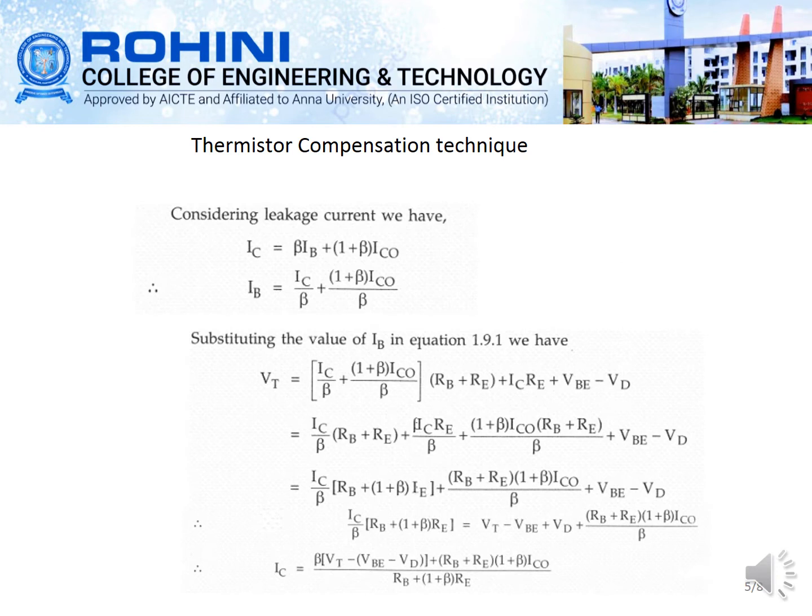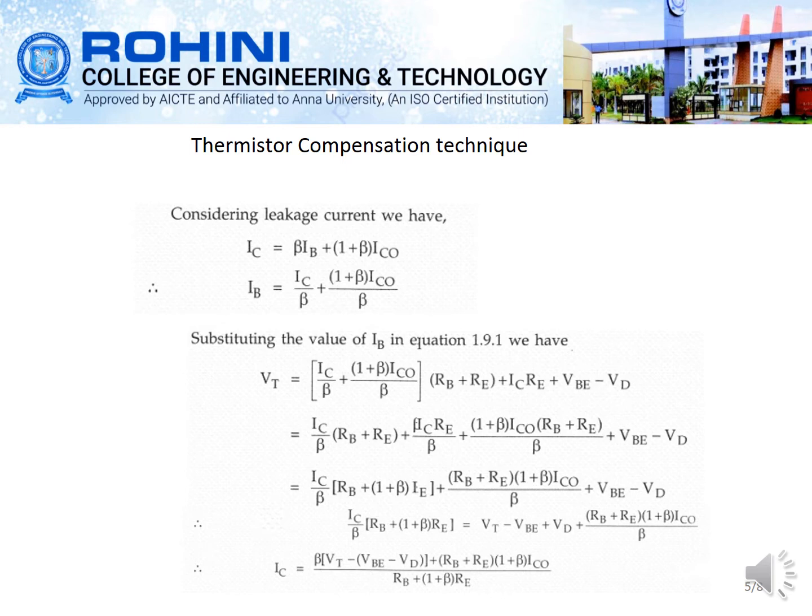Then, for the temperature compensation technique, we are considering the leakage current. If the emitter is open circuit, then we can see that IC is equal to beta into IB plus the leakage current, that is, the collector current contains the minority current as well as the majority current. The minority current is nothing but the leakage current, and the majority current is the original current. So I can write it as beta into IB plus (1 plus beta) into ICO. Therefore, from this equation, IB is equal to IC by beta minus (1 plus beta) into ICO divided by beta.